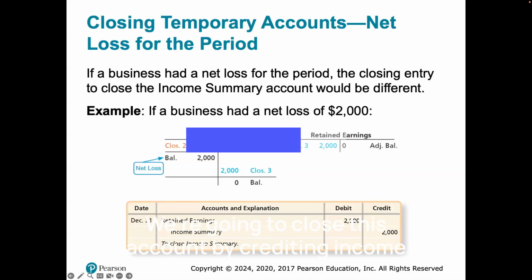We're going to close this account by crediting income summary, and we're going to be debiting retained earnings. So now we're showing retained earnings as a $2,000 loss. Our entry is going to be backward, opposite of what we had when we had net income. Our retained earnings is now going to be our debit, and our income summary is going to be a credit. By closing out income summary with a credit, we are transferring over that $2,000 debit to retained earnings.